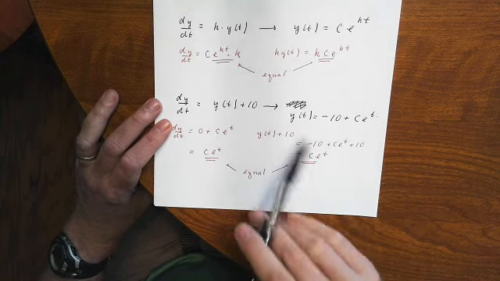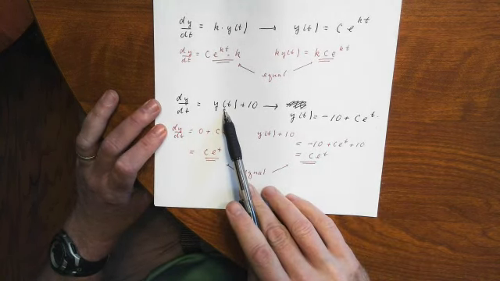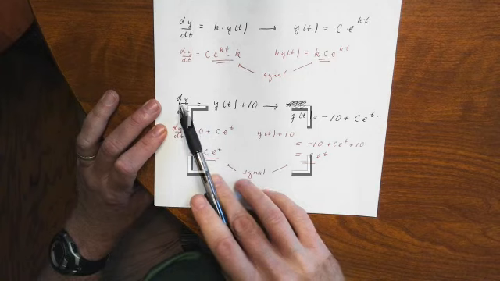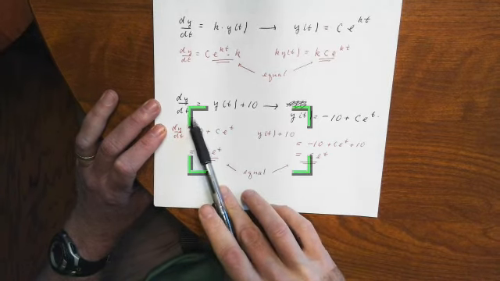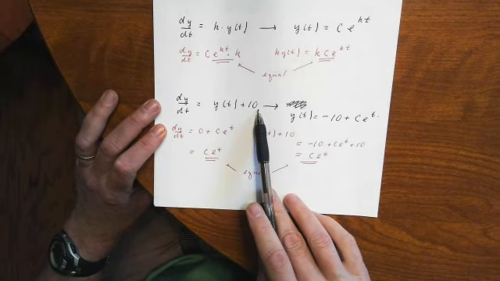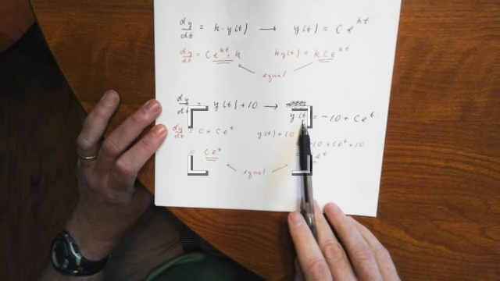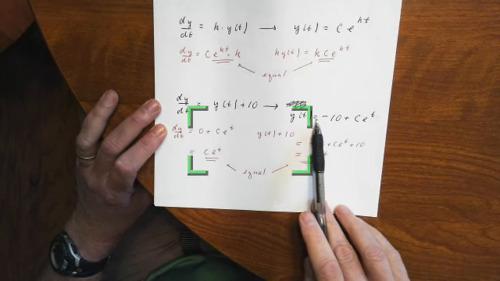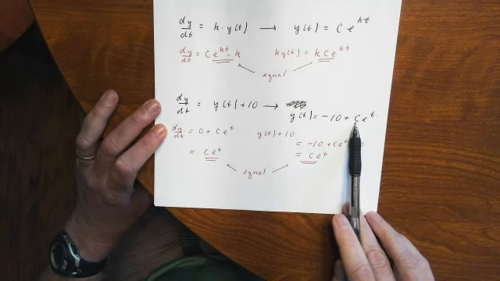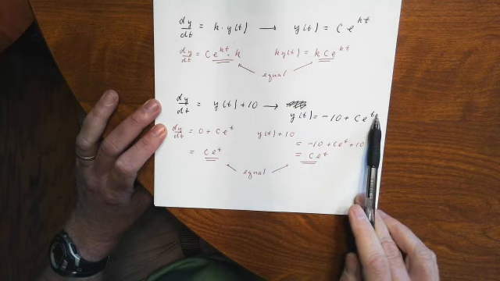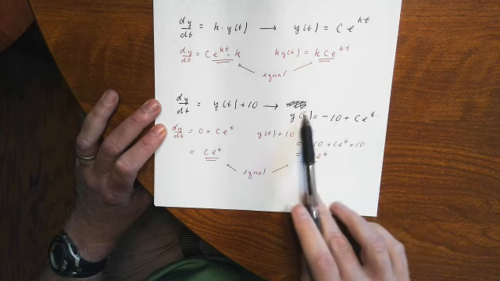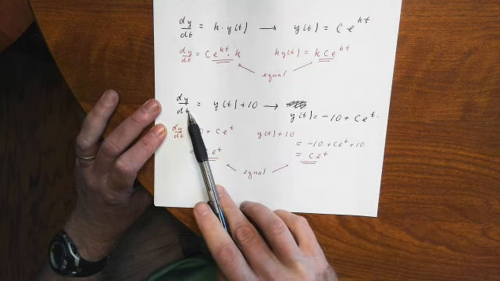Here's another example. dy/dt equals y of t plus 10. In other words, the rate of change of y is equal to y plus 10. We'll show later that a solution to this equation is of the form minus 10 plus an arbitrary constant times e to the t. We'll show that later, but let's just verify that this is a solution by plugging it in to both sides.